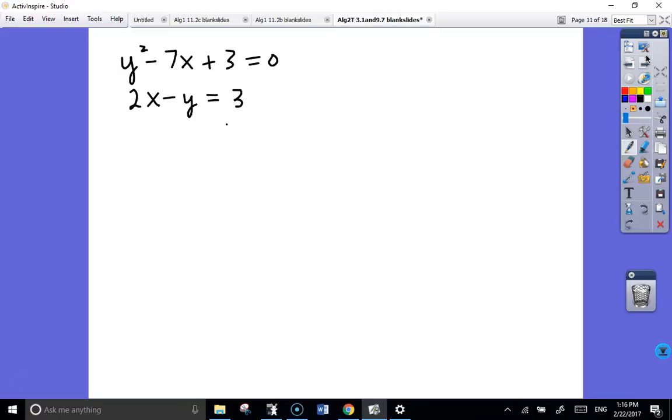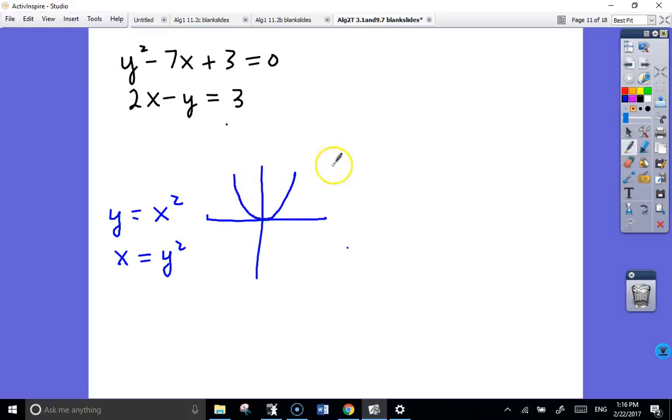If I just look at the plain old y equals x squared and x equals y squared, those are inverses. What do we know about the graphs of inverses? They're flipped over the line y equals x, so they would look like that. That's what x equals y squared looks like. It opens up to the right, not up.